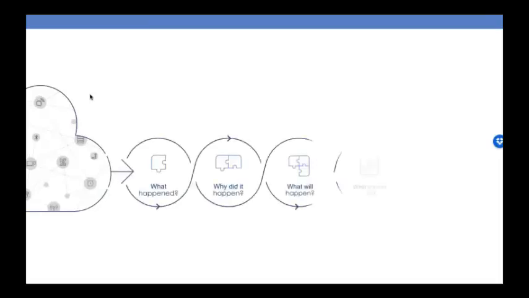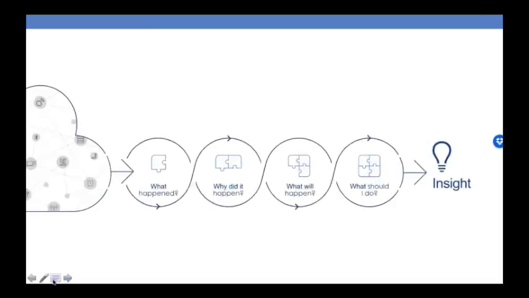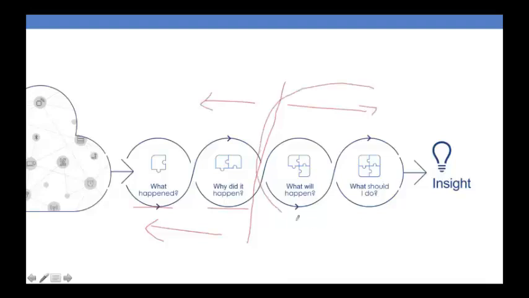So we're seeing on the left side what we traditionally call business intelligence. And traditional business intelligence answers what happened and why did it happen. But we're always looking at the past. When we're looking at the future, this is what we're calling advanced analytics, where we make predictions and optimizations. And of course, this turns into insights.